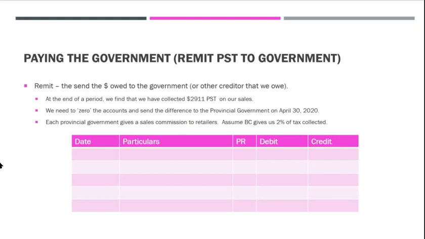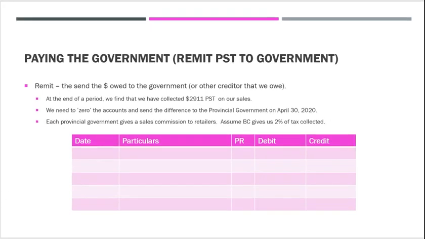Now, at the end of the period, we have to figure out how to send the money to the government. The provincial government actually pays us to collect for them. And this is called the Sales Tax Commission. So each province is different. Let's assume for this example, 2% of all sales tax we get to keep as a revenue.